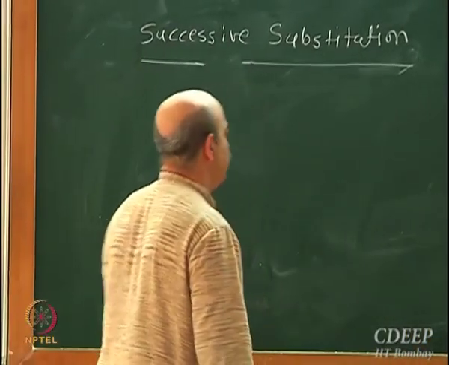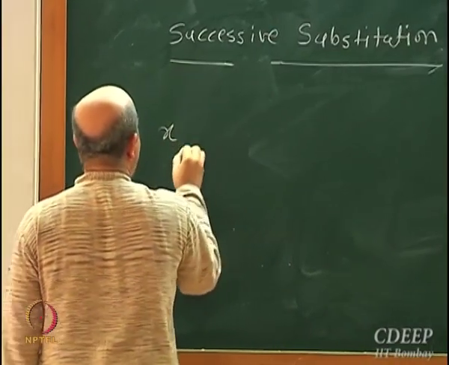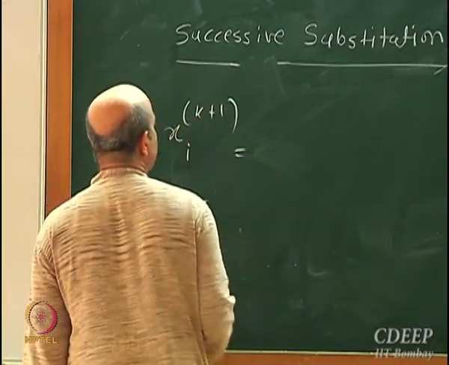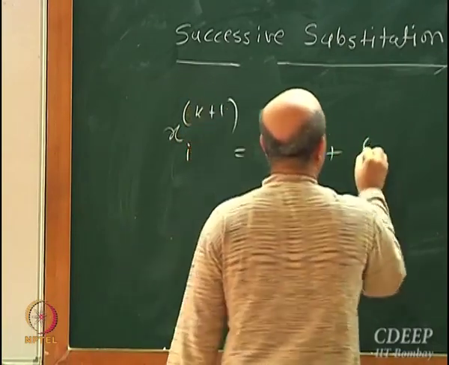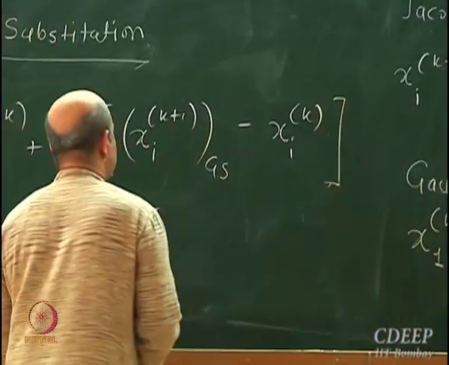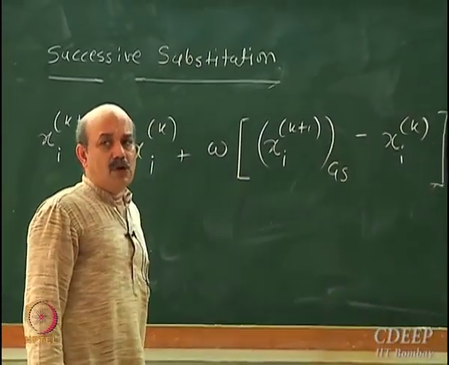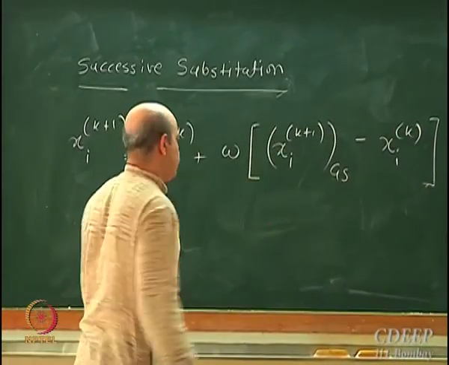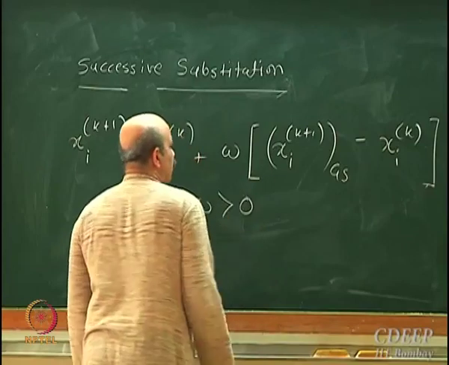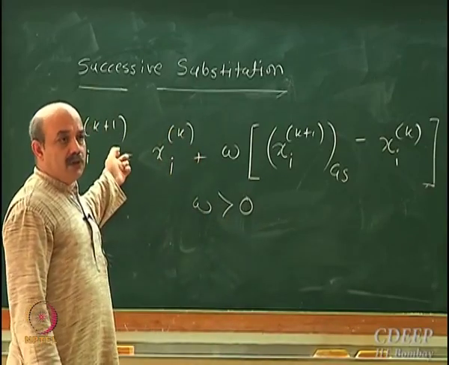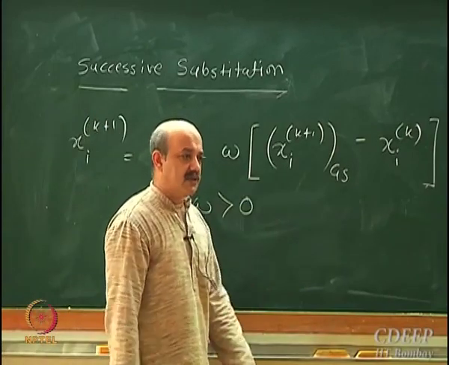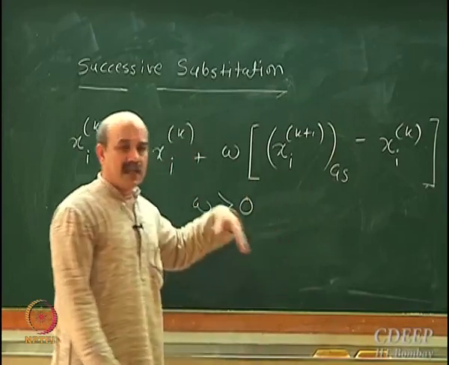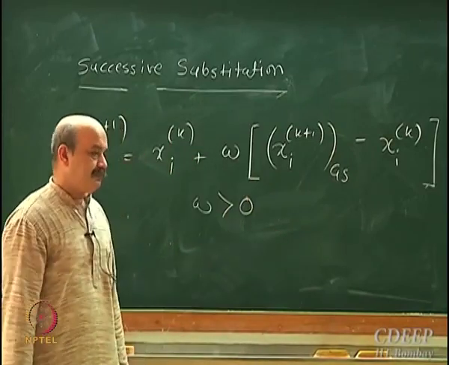So one can devise relaxation iterations here by saying xi k plus 1 is equal to xi k plus omega times the Gauss-Seidel step. So you make one Gauss-Seidel iteration, choose an omega which is positive, omega greater than 0, and create a new guess which amplifies the change predicted by the Gauss-Seidel step and so on. So one can have all these kinds of variations here.